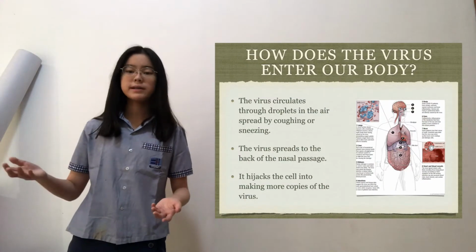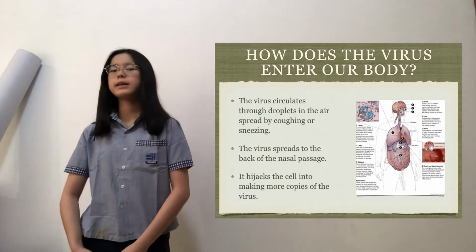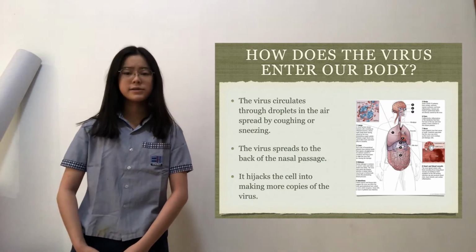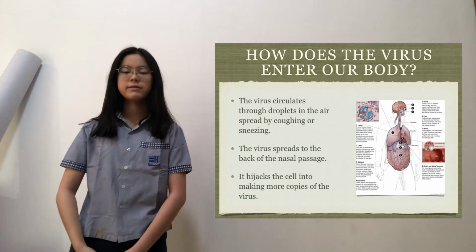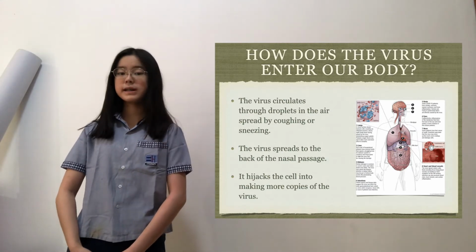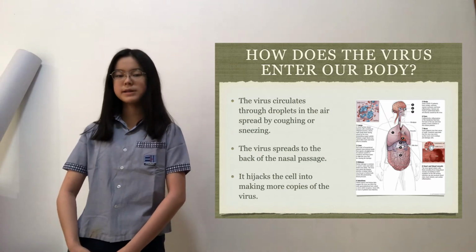So how does the virus enter our body? The virus spreads through droplets in the air that can spread either by coughing or sneezing and enters our body either through the mouth, the nose, or the eyes. Once the virus enters the body, it spreads to the back of the nasal passage and the mucous membranes in the throat, where it attaches to the body's cell receptors.